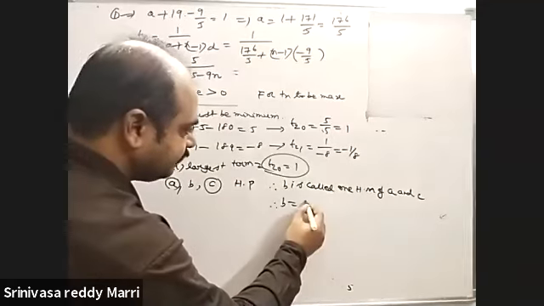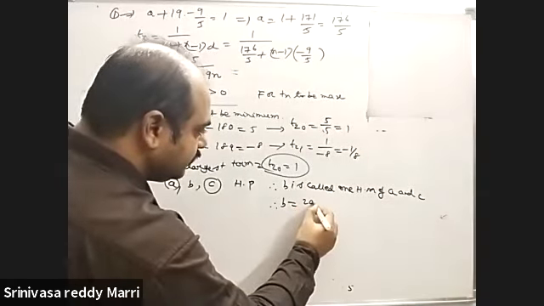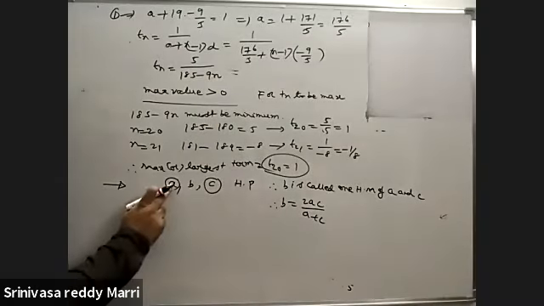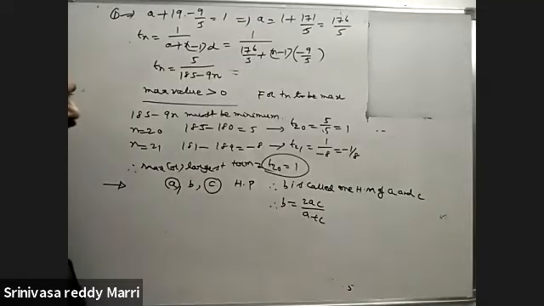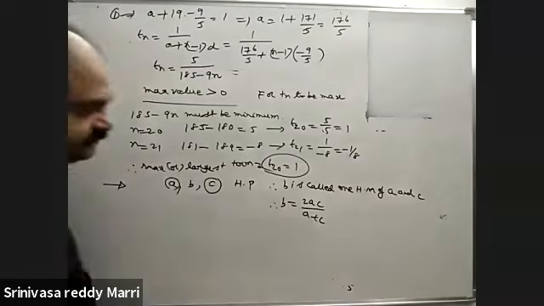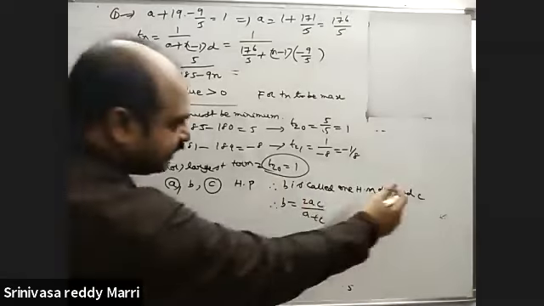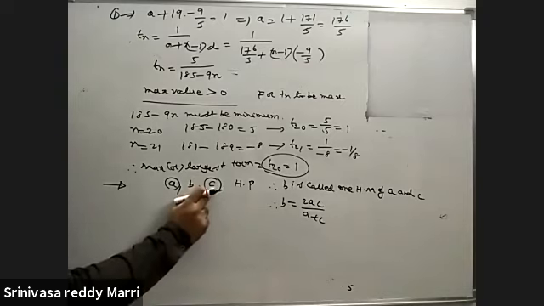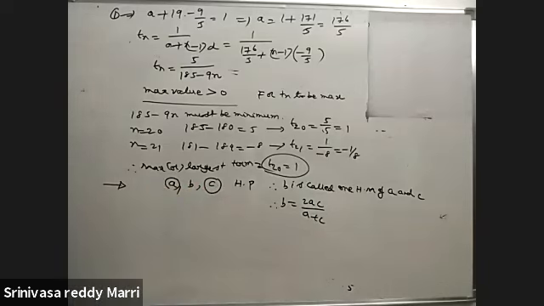Therefore, B is nothing but 2AC divided by A plus C. Harmonic mean of A and C is nothing but 2AC divided by A plus C. This B is called the harmonic mean of A and C. Between the first term and last term, whatever numbers are there, they are called harmonic means between A and C, just like in AP.